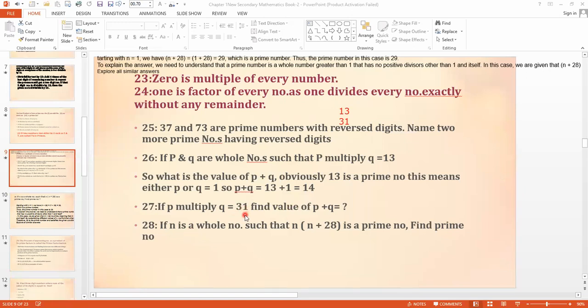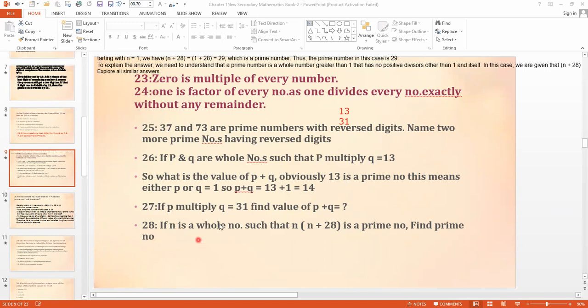If I want to multiply P with Q, then when I multiply 31 with any other number, I will get a different answer. So I have only one option left, that is 1. So I multiply 31 with 1 and I get 31, 1 times 31. So what is P plus Q? 31 plus 1 is equal to 32. So this is your answer. Clear? Now we move towards the next point, number 28.